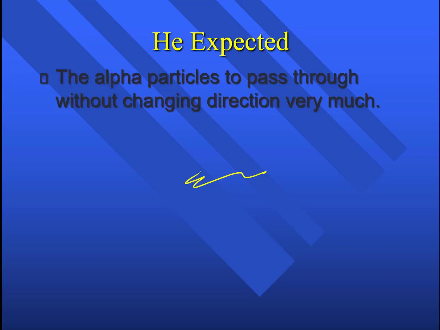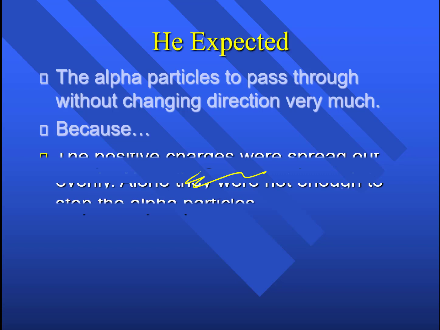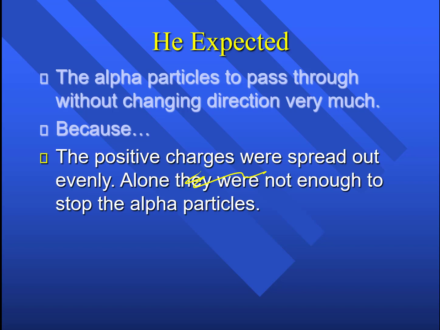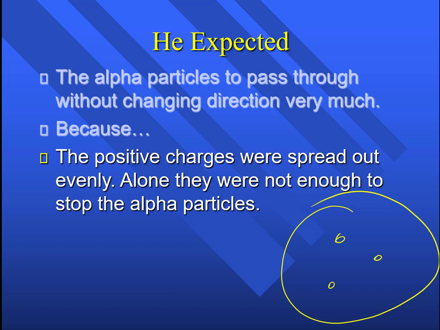And the reason why he thought that was because the positive charges were spread out evenly. Think about Thomson's model. It's a big positive with little tiny negatives stuck in it. The positive is spread way out. And if they're spread out, they're not enough to stop alpha particles. Now, if you could concentrate them together, they would.